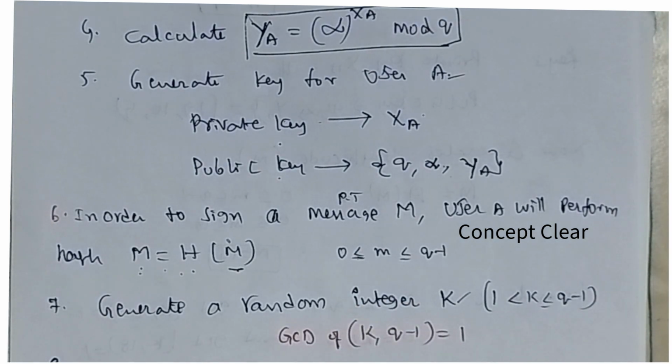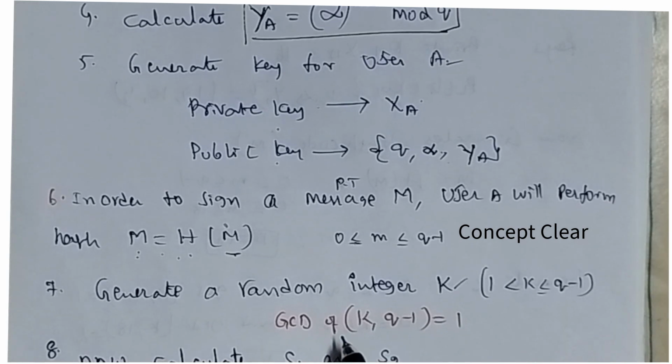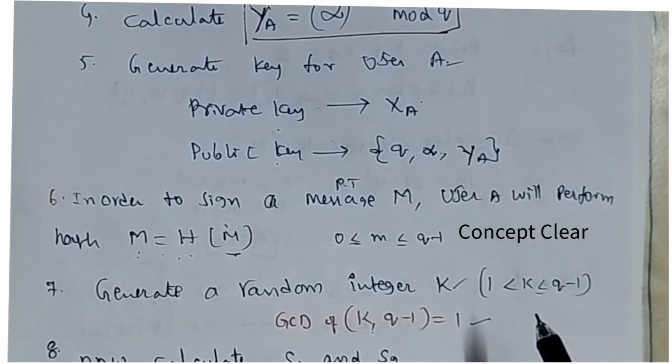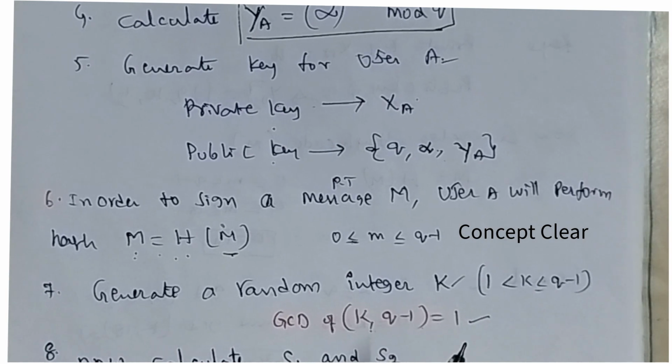Next step is generate a random key integer k. Next we have to take a random integer k. Here this is the condition, and we have to calculate the GCD of k comma q minus 1, that should be 1. Now after this we have to calculate the s1 value and s2 value.